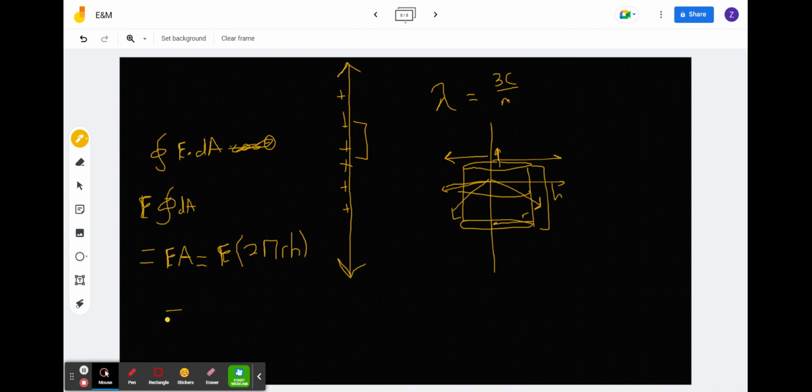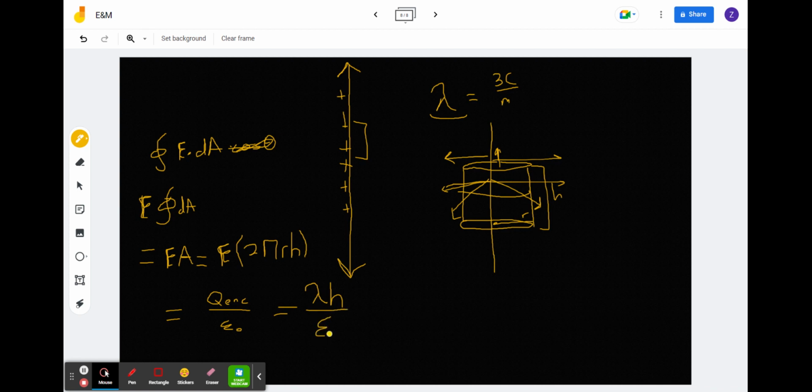Now Gauss's law tells us that this is equal to the charge enclosed divided by a constant, epsilon naught. So what is the charge enclosed? Well, it's just the charge of the part of the line that's inside our cylinder. So how can we find that? Well, we know that the cylinder has a height of h. And since we know the linear charge density is lambda, we can write that the charge enclosed is lambda times the height.